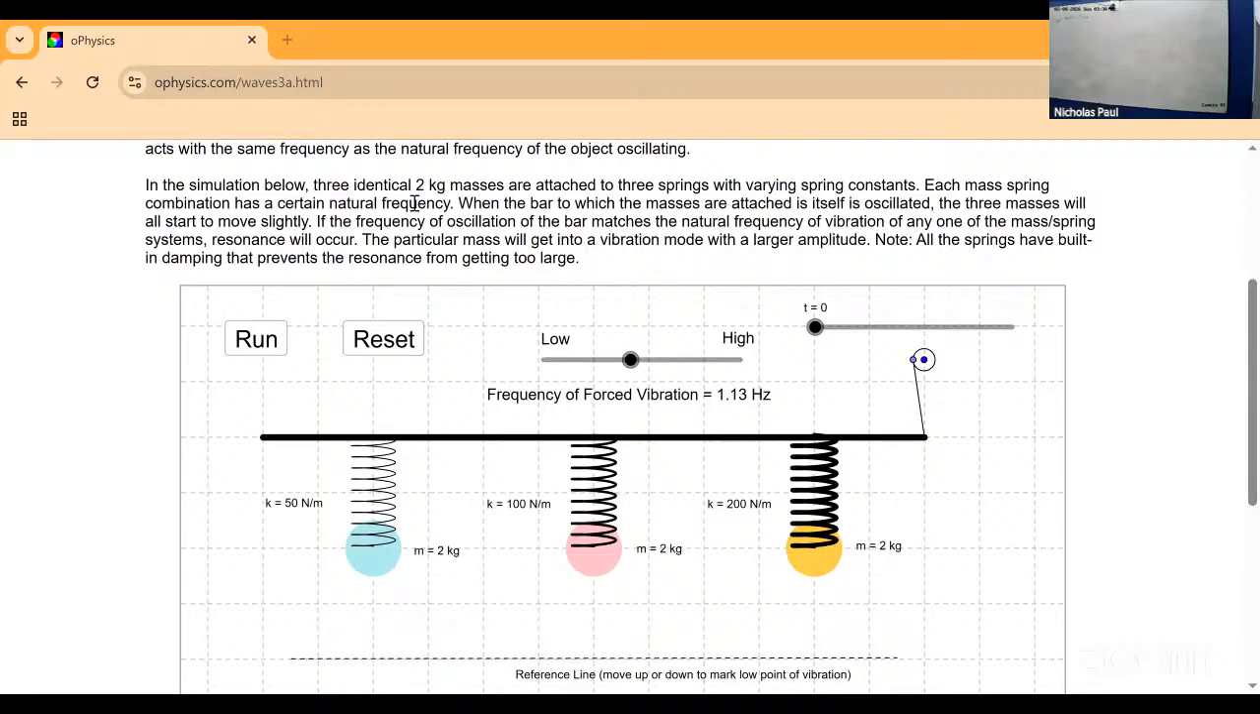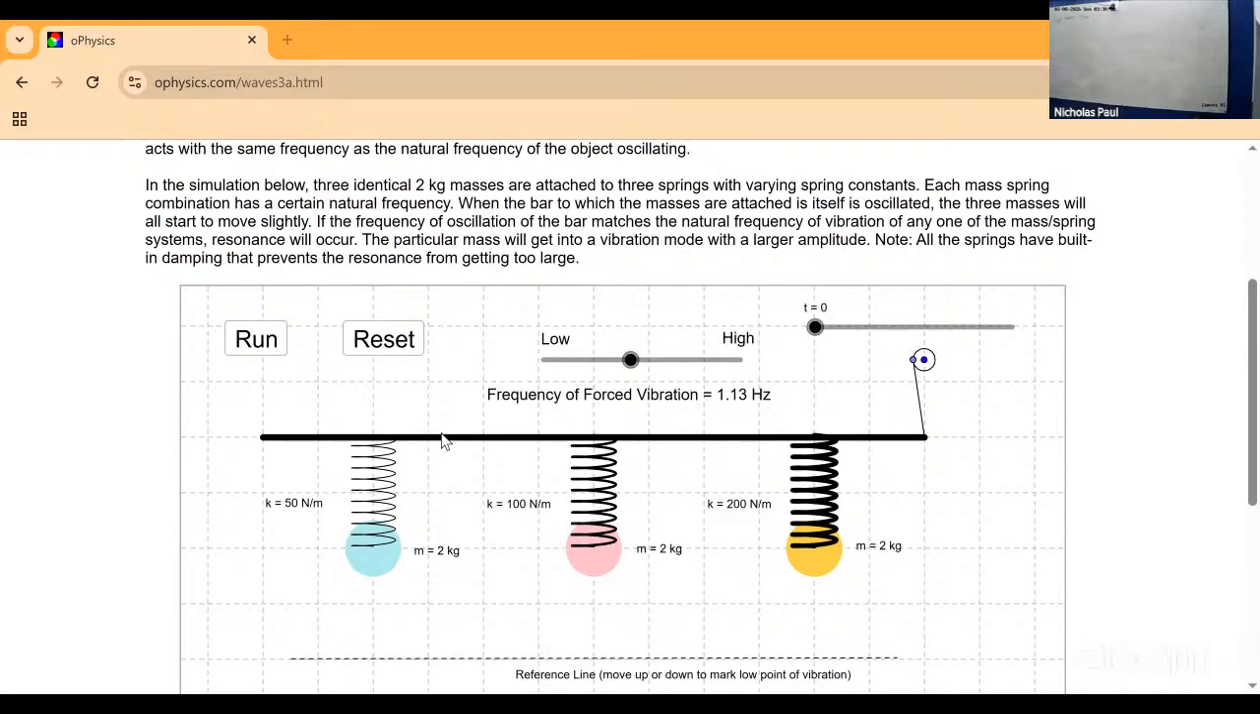In this simulation below, three identical masses, all are the same, right? They are attached to three springs with the same spring constant. Each mass-spring combination has a certain natural frequency. When the bar to which the masses are attached is itself oscillated, the three masses will start to move slightly. If the frequency of the oscillating bar matches the natural frequency of the vibration of one of the masses, resonance occurs. Here's what it's saying.